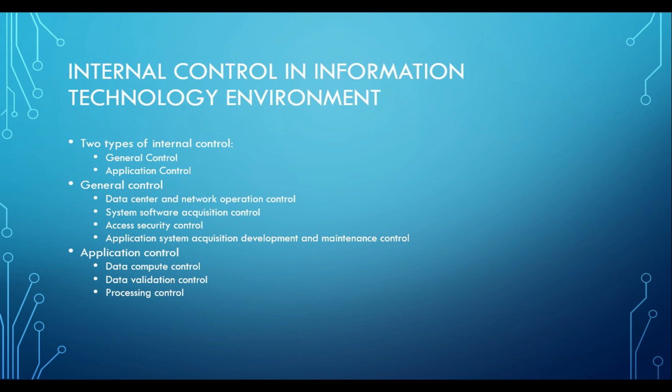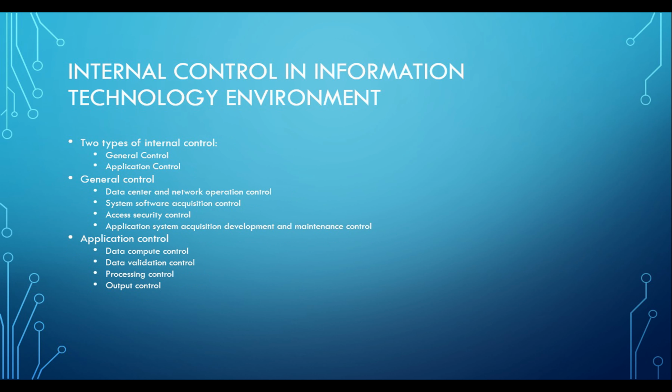Processing control. It refers to a control that prevents and detects errors when transaction data are processed. Types of processing control are file labels, control totals, and reasonableness tests. Output control. This control is to prevent computer output from being displayed or distributed to unauthorized users. Use of a report distribution log is a form of output control.